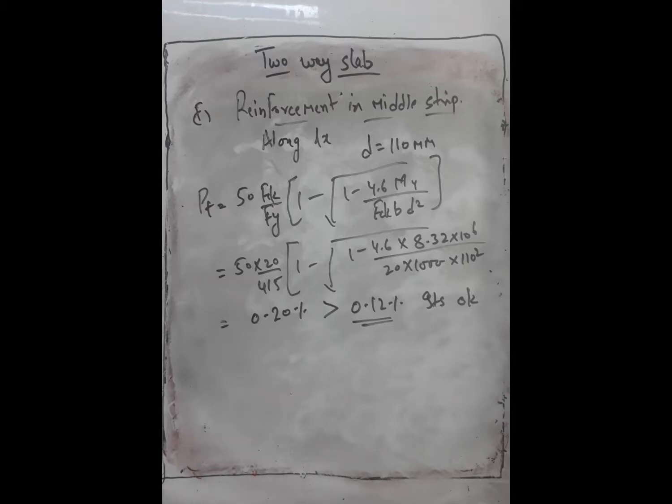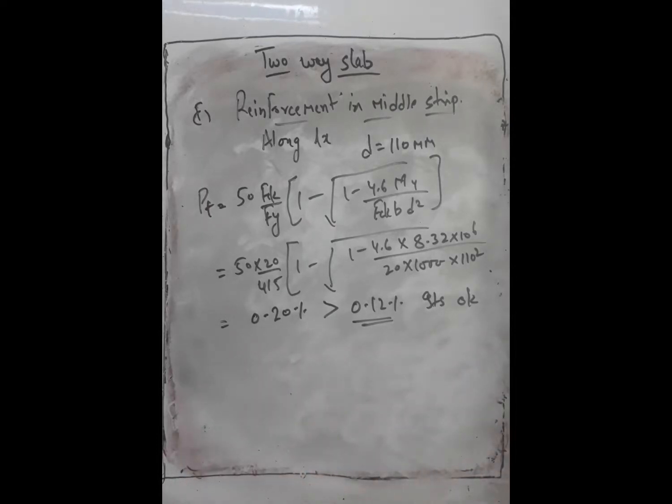Likewise, in our previous problem we have taken 0.24%, because at the support we have to provide the bent up bars, so it's required 50% of area. So if PT is less than 0.12%, then we have to increase the mid span area to 0.24%. But here we not taken 0.24%, that's why here bent up bars are not provided. Here we see that AST minimum is less than mid span reinforcement. Okay, so here we see, and it's okay.